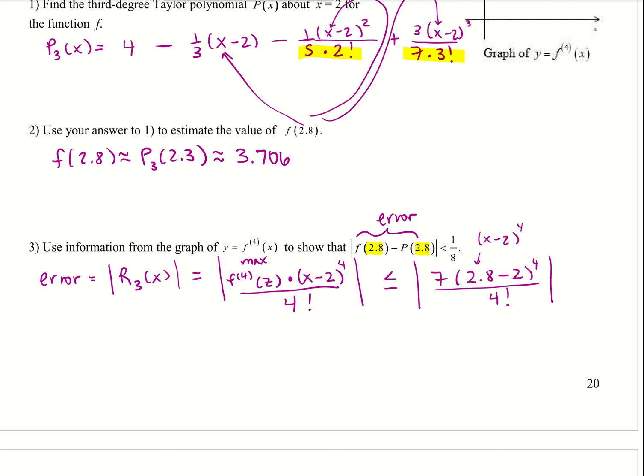I don't like the way I did this. I'm going to go ahead and write this in terms of x first because I have this right here as an x. Please forgive me. I'm not feeling super great today.